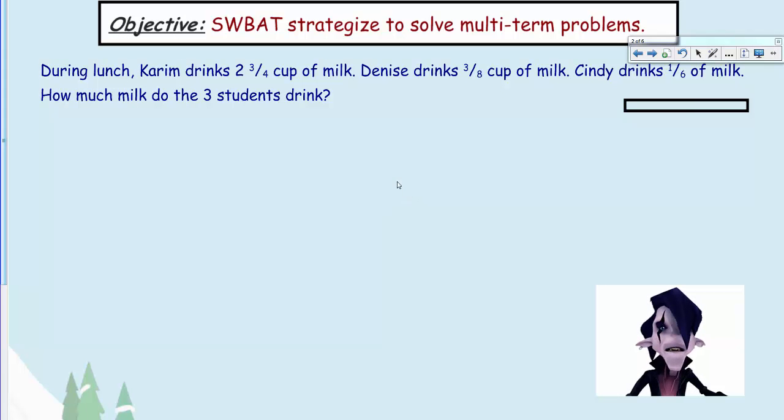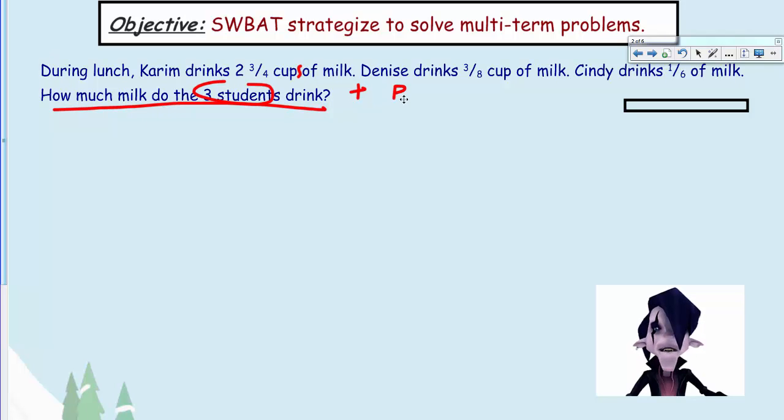We have a new problem here. It says during lunch, Kareem drinks 2 3/4 cups of milk. That should be cups. Oops. Of milk. Boy, make the body strong. Denise drinks 3/8 cup of milk. Sandy drinks 1/6 of milk. Boy, we have some milk drinkers here. How much milk do the 3 students drink? Ooh, that doesn't say add. Okay, all 3 of them. Okay, that's RDW, read, draw, write. And I'm reading it carefully. So this seems pretty simple, straight across.